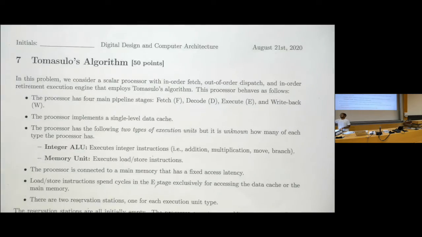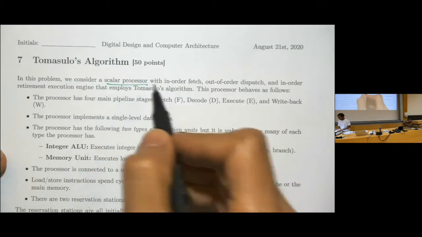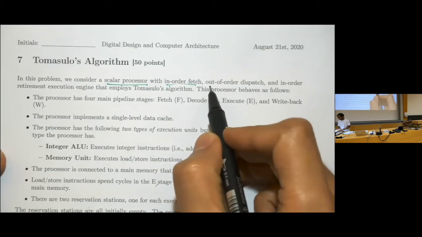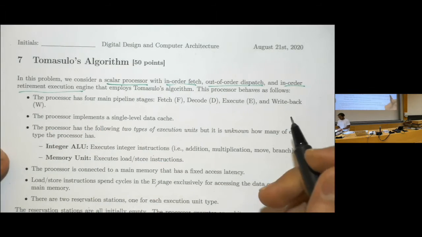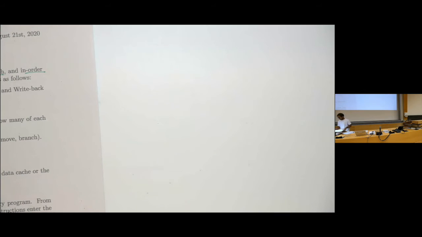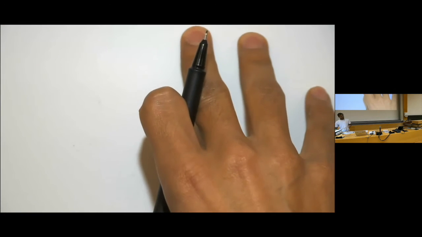As I just said, read the question carefully. We consider a scalar processor with in-order fetch, out-of-order dispatch, and in-order retirement execution engine. All right, so you have... I can write on this? Not on this, right?